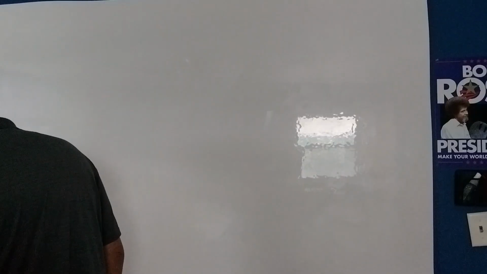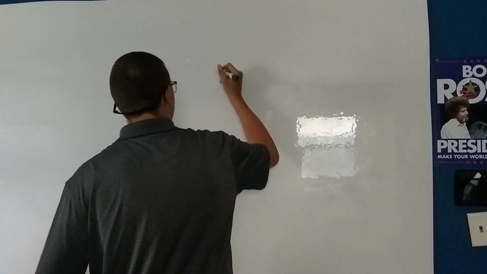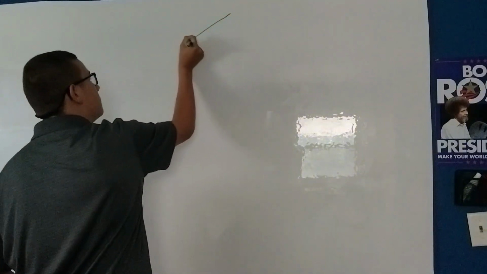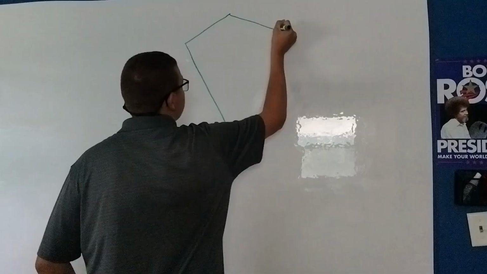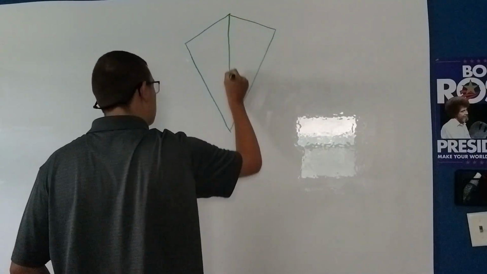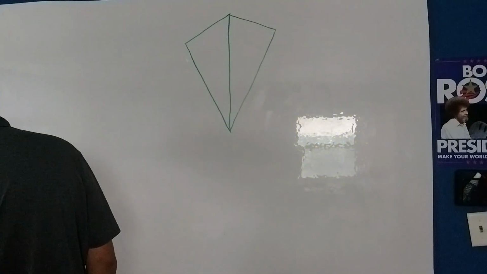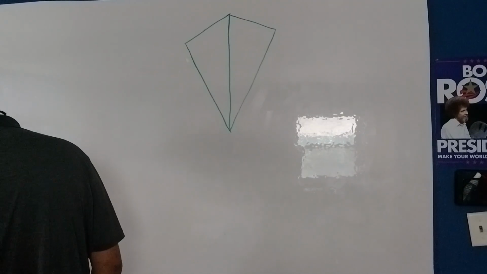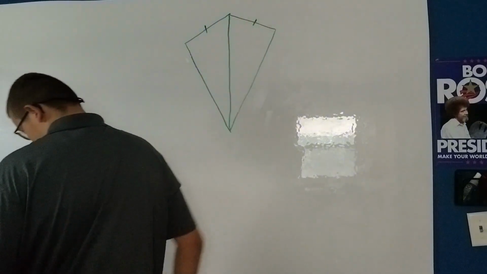But here, if we have a kite-looking shape like this, and I cut this into 2 triangles, and we say that, you know, these sides are congruent.